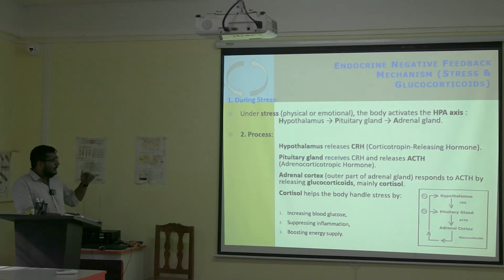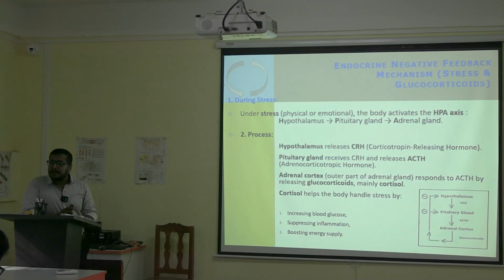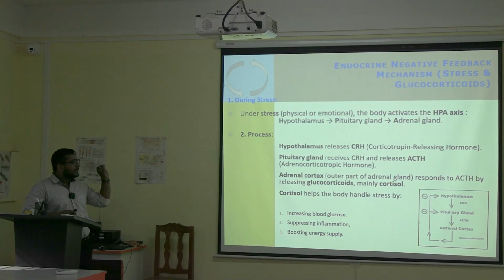For example, just imagine there is some kind of stress. Somebody is feeling sleepy, or doing overtime, which is also a stress. Under the stressful condition, the hypothalamus will release corticotropin releasing hormone. It will stimulate the pituitary gland to release the adrenocorticotropic hormone, which is ACTH.